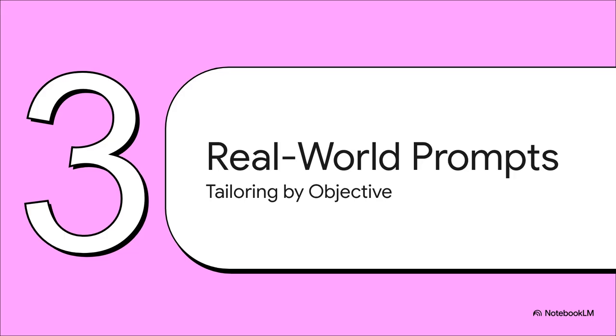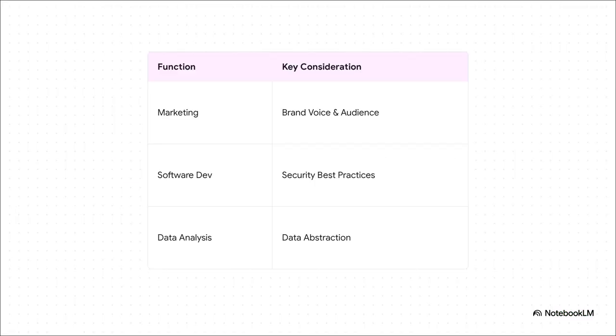Okay, so we've got our two pillars, clarity and security. But how does this actually play out in different jobs? Because let's be real, what a marketer needs from an AI is completely different from what a software developer needs. This table breaks it down really nicely. For a marketing team, context is all about defining the brand voice and the target audience. For a software developer, it's about providing precise technical specs and, you guessed it, building security right into the prompt. And for a data analyst, the real trick is to abstract out sensitive customer data while still giving the AI enough context to find real patterns. The core principles are the same, but how you apply them is totally unique.